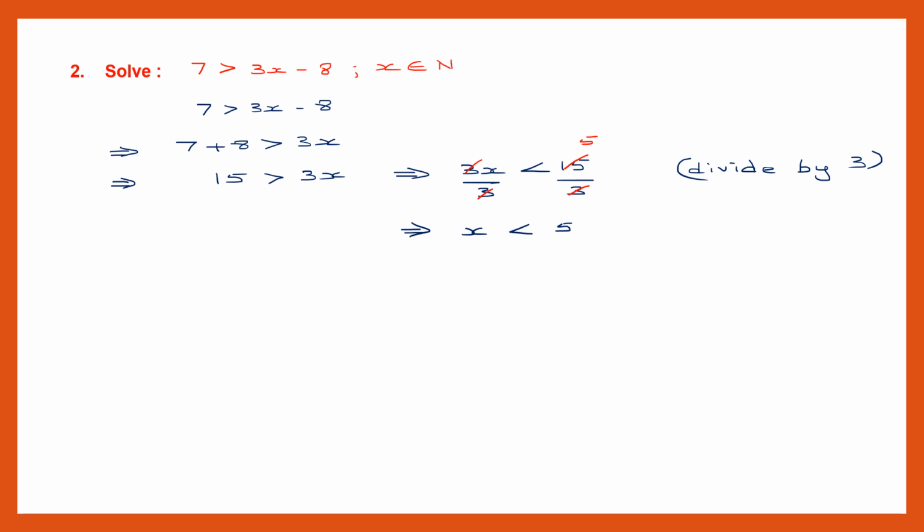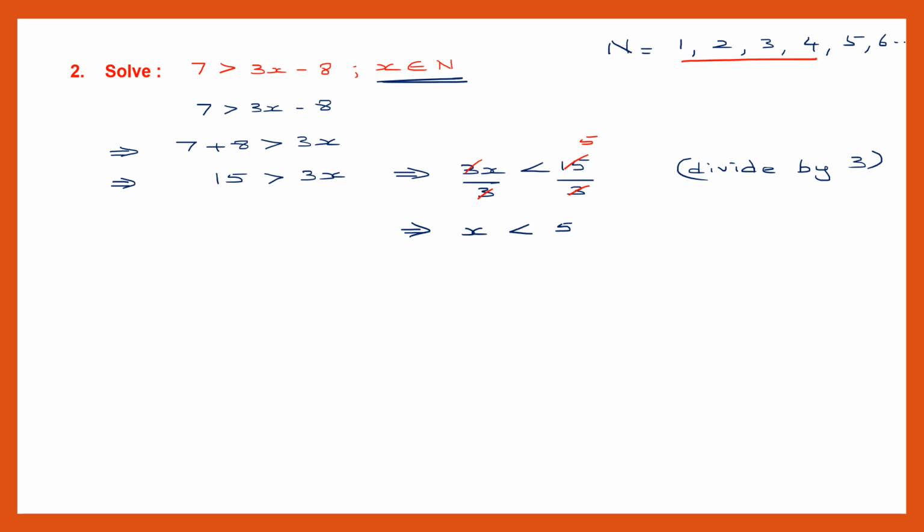And look at this first part, x belongs to natural numbers. So what are the natural numbers? Natural numbers are numbers that start from 1: 1, 2, 3, 4, 5, 6 and so on. Now here it says x is less than 5. So what are all the numbers less than 5? 1, 2, 3 and 4. So these are the numbers less than 5.